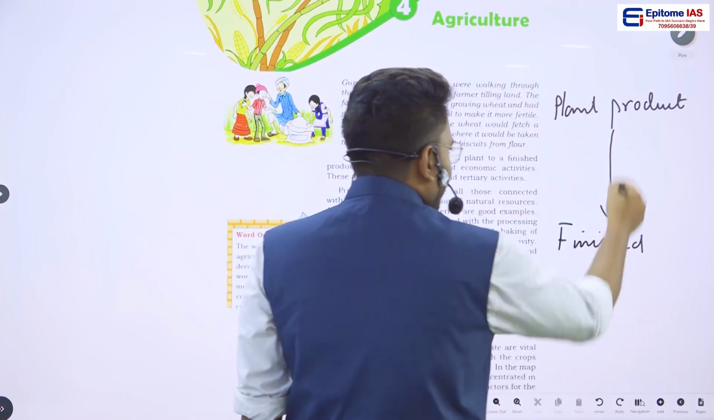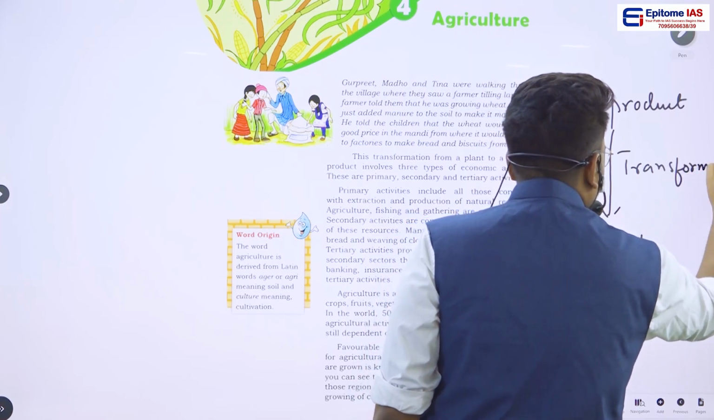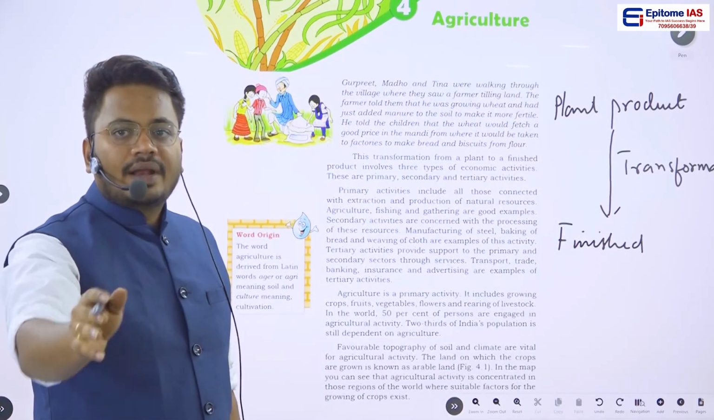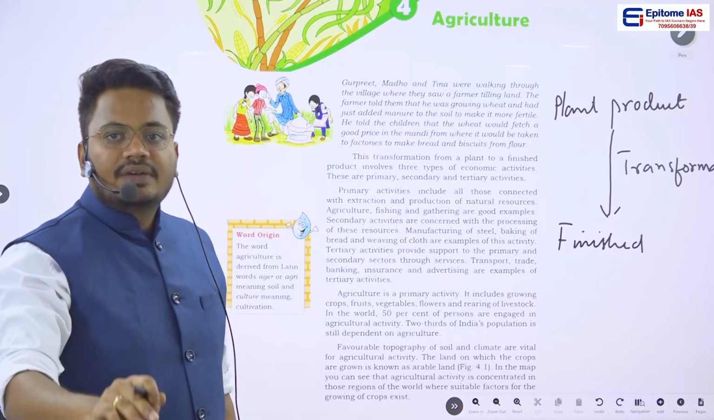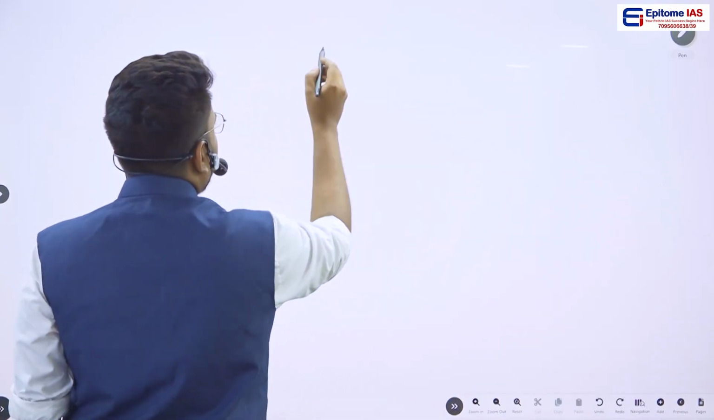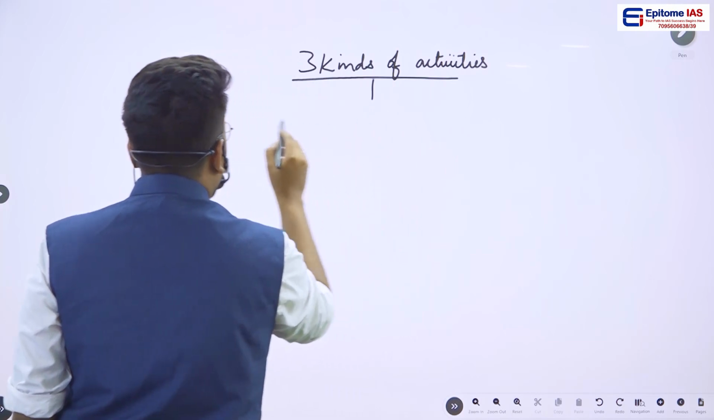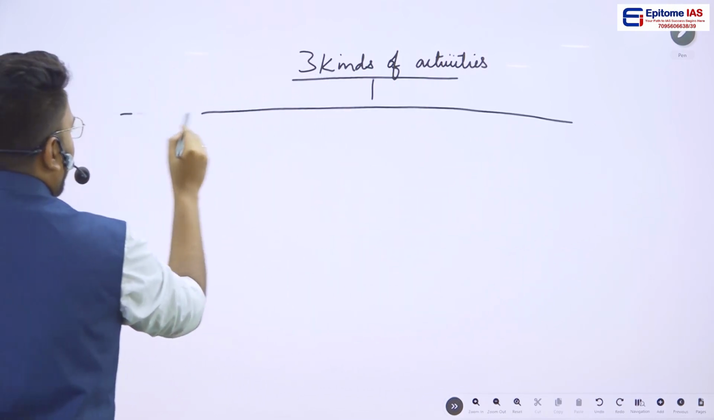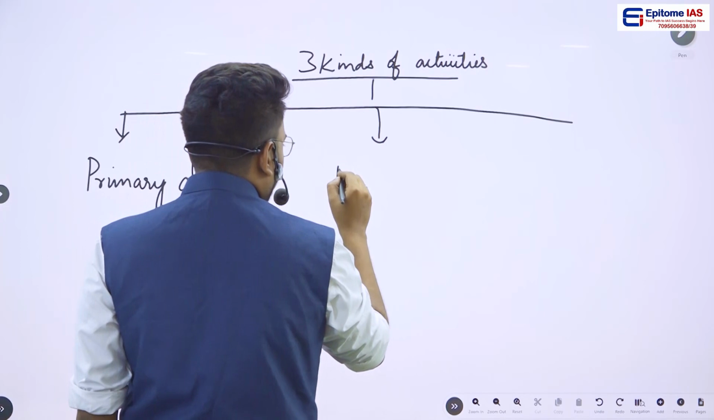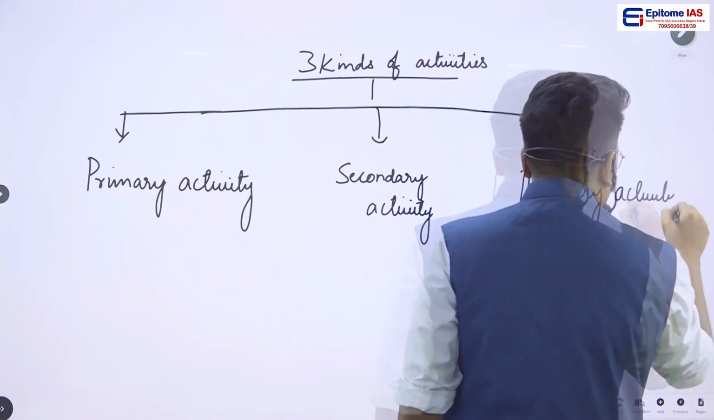Okay, now in this transformation journey, we can tell that the entire journey of a plant product to the final product involves three kinds of activities. So what are those three kinds of activities? The point to be noted is, these three kinds of activities are economic activities. The first activity is obviously primary activity, the second type of economic activity is secondary activity, and the third kind of activity is tertiary activity.